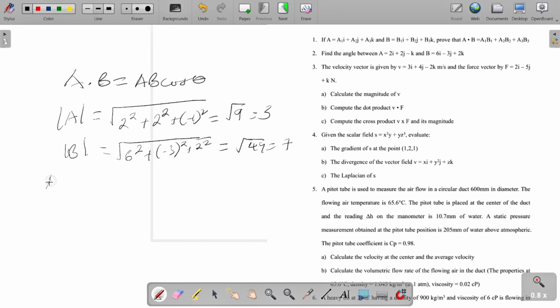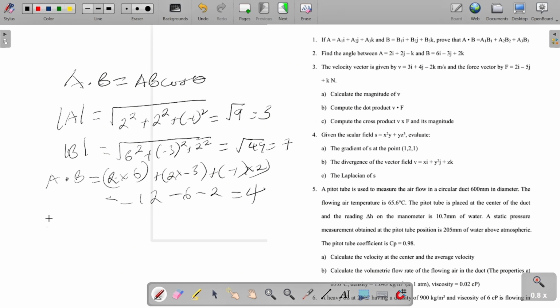Right. So since we have the magnitudes now, we can go ahead and calculate A dot B. A dot B will give us a scalar, since we are multiplying two vectors. So we have 2 multiplied by 6, plus 2 multiplied by minus 3, then plus minus 1 multiplied by 2. This will result in 12 minus 6 minus 2, which gives me 4. So that's the dot product of the two vectors.